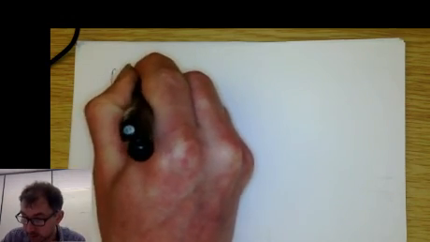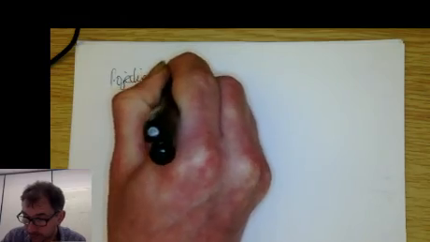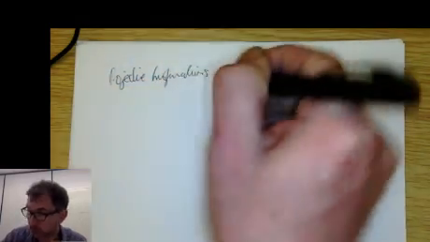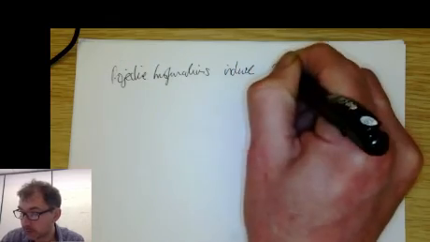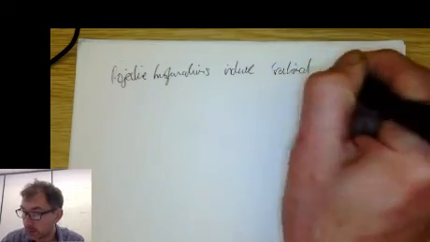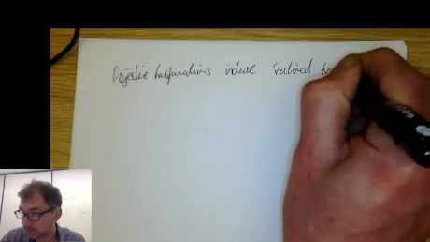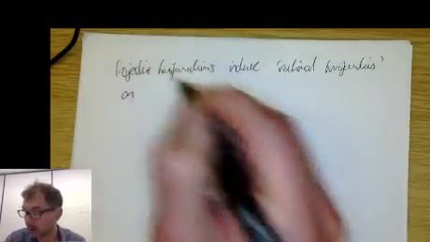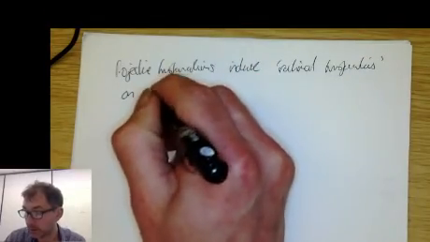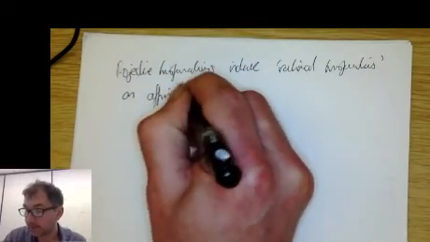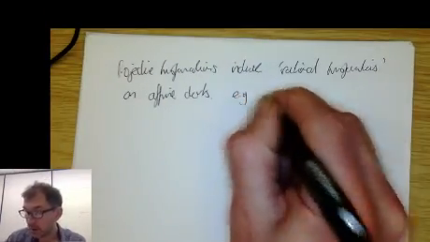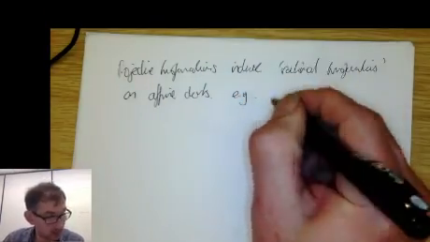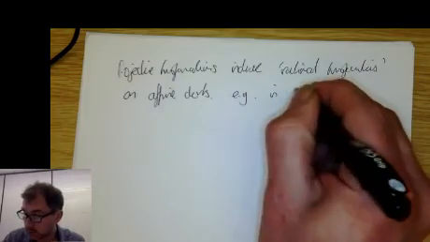Projective transformations induce rational transformations on affine charts, and we had an example in P1.